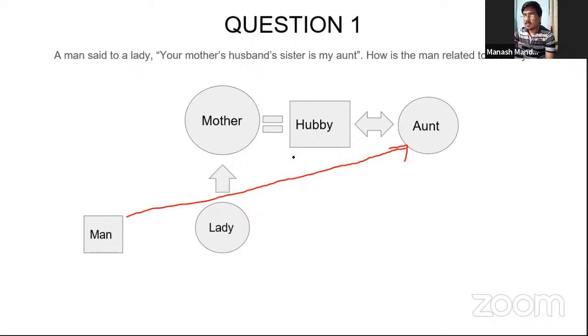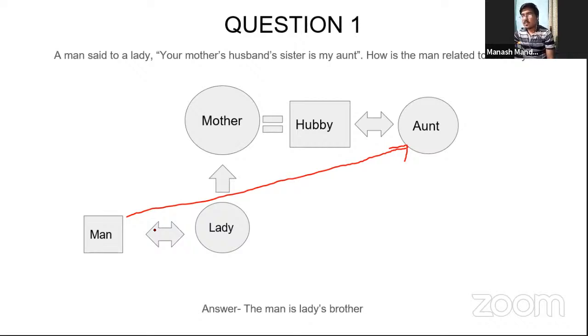Mother's husband, so husbands, so fathers. So this is the lady, and this is the lady's father. So the father's sister will be this lady's aunt too, and therefore we can say that these two persons, this man and this lady, have a relationship of brother and sister. So the answer is the man is the lady's brother.